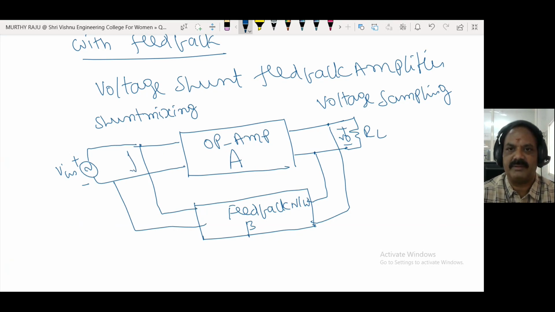The total current is IE and the base current is IB. At this point, the two currents are divided. The current IE is divided into IB and IF.